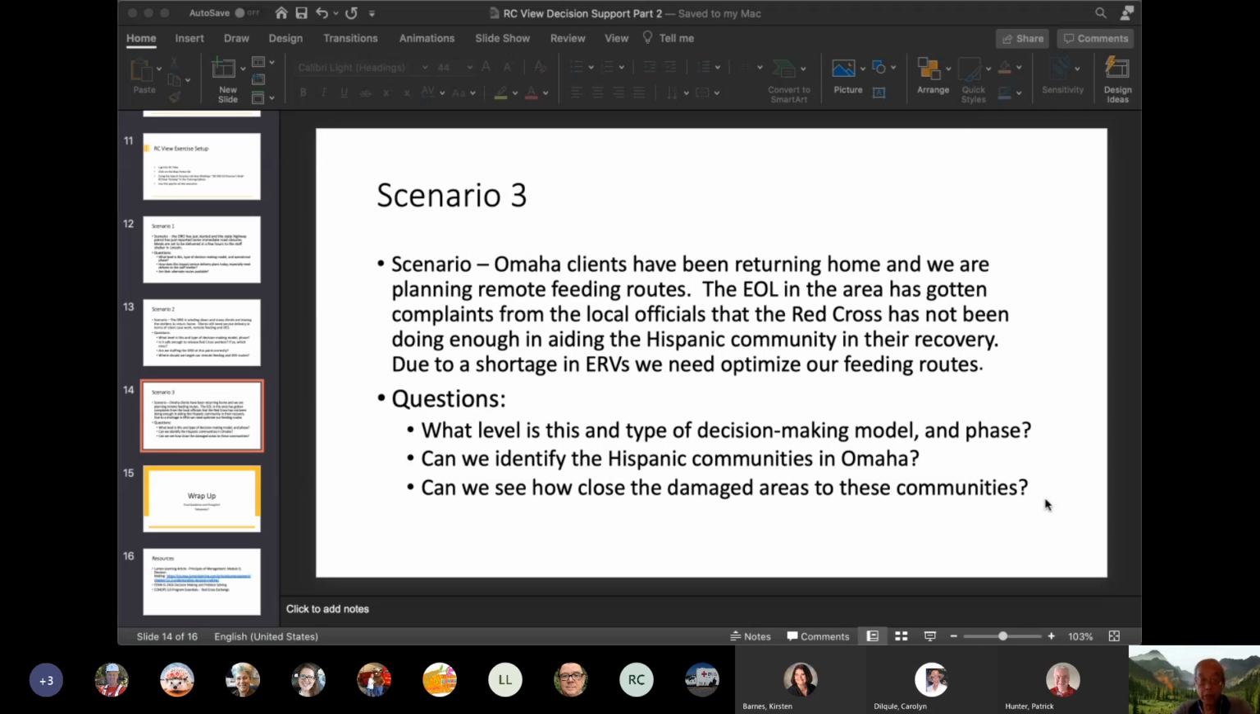Again, I could make the improvement where, to really get a good assessment, what I should have done is brought the damage assessment layer into the situation awareness map. That way I can have layer over layer showing the demographics and the damage areas all within the same map.